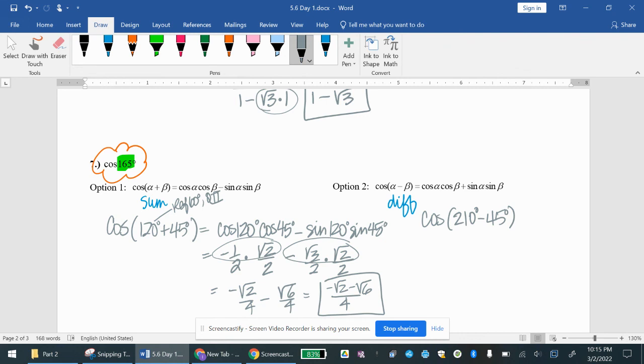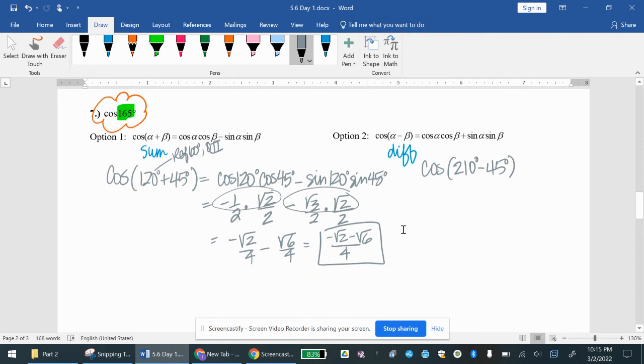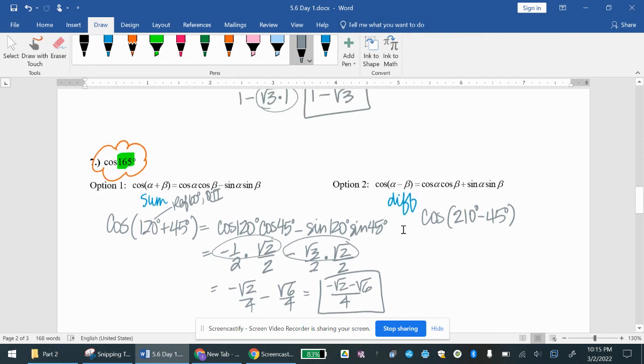All right, guys, so the main objective is for you to be able to evaluate and simplify trig expressions that you didn't know how to do before, because the reference angle, for example, right here is 165. That doesn't have a reference angle of 30, 45, or 60, but you can split it up using your special reference angles. Like in this case, I used 120 and 45. You could have used 210 and 45.